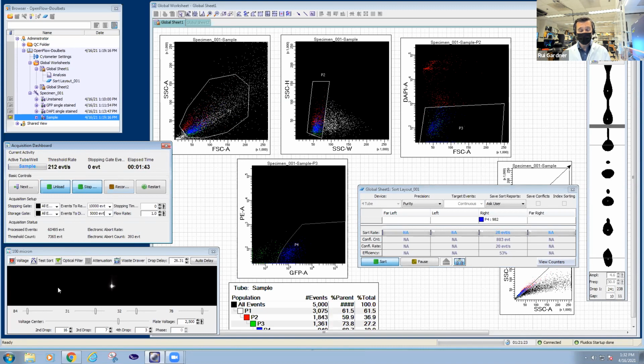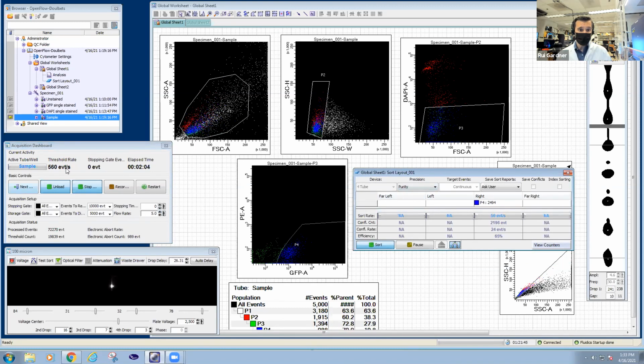So these are drops. And so we have a laser that's shining the waste stream. So these are drops that are going to the waste. These are the drops that are being deflected. Now I'm going to try to increase just the flow rate a little bit. So I'm increasing from 1 to 4, and you see that the number of events will start hopefully increasing a bit. Now, important things to monitor here are the number of events.